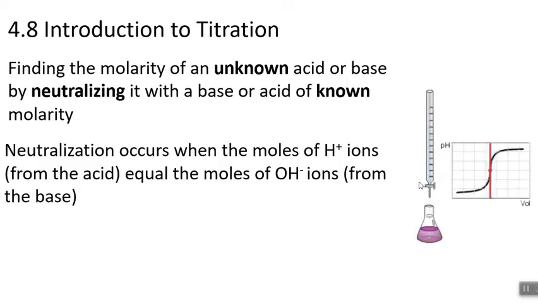Neutralization occurs when the moles of H+ ions in the acid equal the moles of hydroxide, which comes from the base. So basically the acid neutralizes the base, and they're equal at that point, at which time the indicator that we use will change color. Here you see an example of an acid and a base, and at the point of neutralization, we've created water and an ionic compound, but there are no more separate H+ ions or OH- ions.